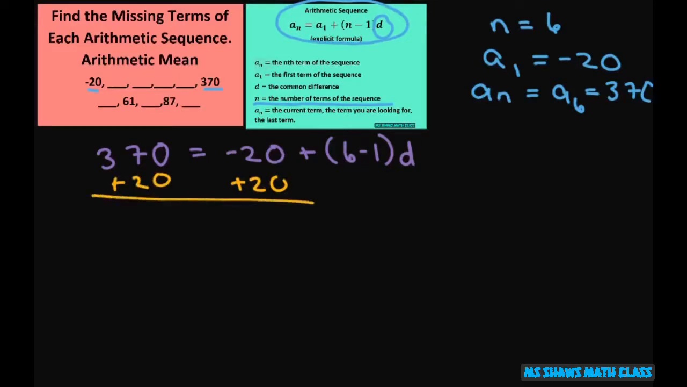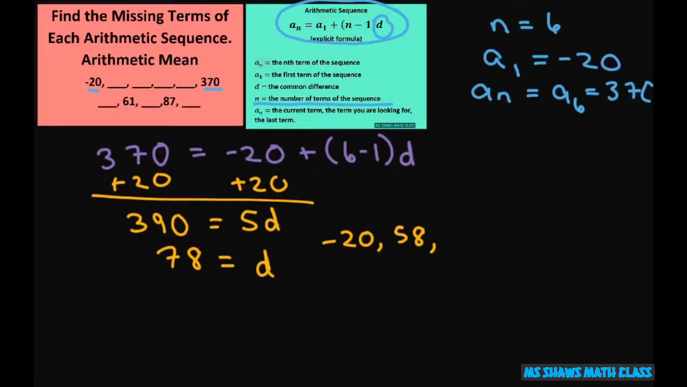So you get 390 equals 5D. And we're going to take 390, divide it by 5. And that's going to give us 78 equals D. Now all we have to do is take our number and keep adding 78. So we have negative 20 plus 78 is 58.